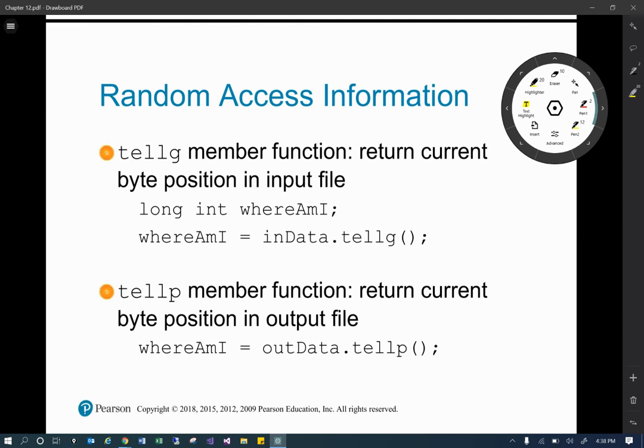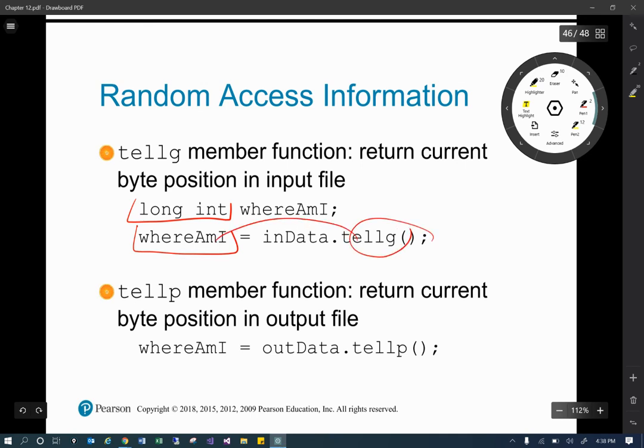The tellg member function returns the current byte position in the input file. Because it is going to come back to you as a long int, you need to specify a long int variable. whereAmI is that variable, and tellg is going to put in that variable as a long int the position in bytes.